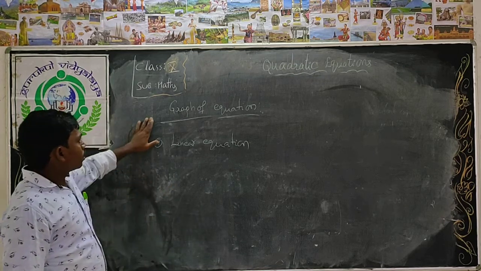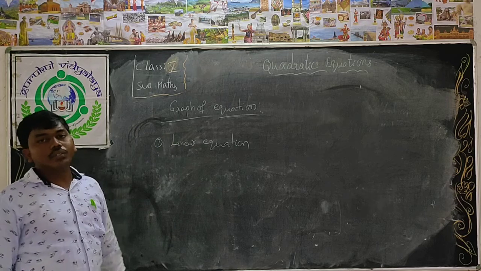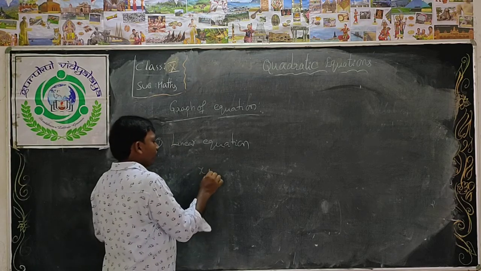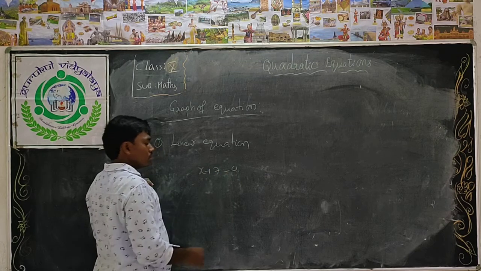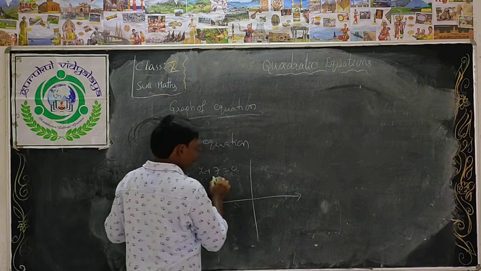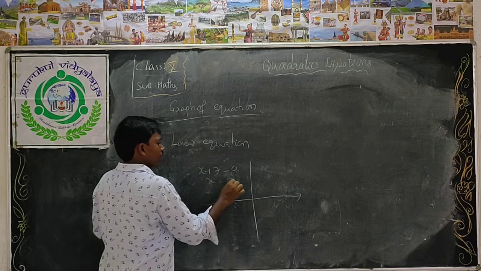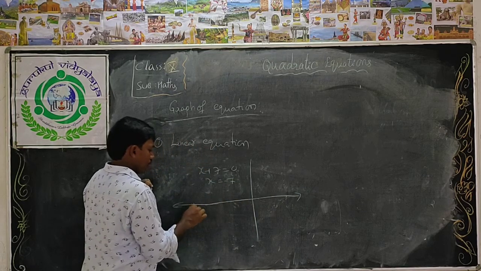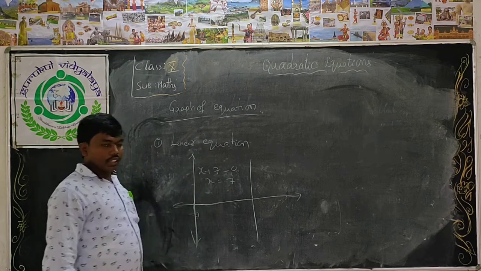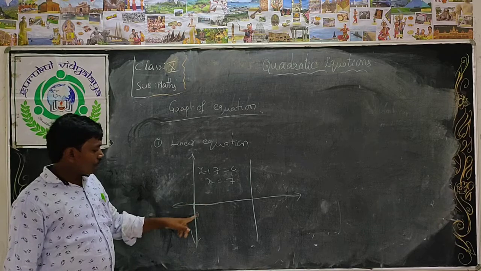Okay children, now we will see the graph of equations, the linear equation. For example, x plus 7 is equal to 0. So we can draw the graph. So x equal to minus 7. So minus 7 will be here. So this is x equal to minus 7, the graph of x plus 7 is equal to 0.